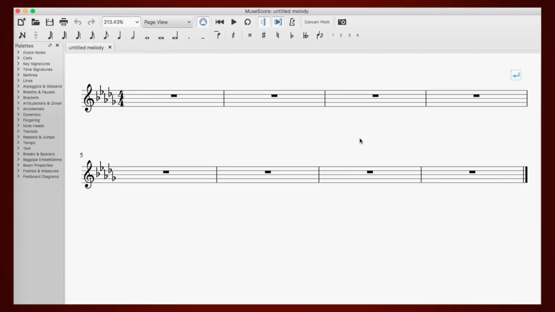This week I thought it would be fun to try writing a four, maybe an eight bar melody, and just demonstrating use of music theory to help write a melody.